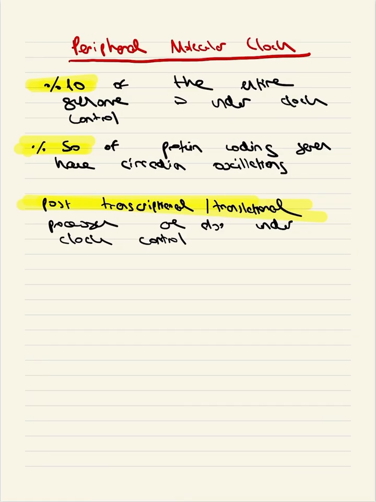You need to survive that day. That's the idea. Then you have your peripheral molecular clock, and this is very important. 10% of the entire genome is under clock control. Very, very important. Entire genome, 10%. And 50% of the protein coding genes have circadian oscillations. So 10% of the entire genome, which is made up of lots of non-coding DNA as well, but 50% of the protein coding genes have circadian control. And also the post-transcriptional and translational processes are under circadian clock control. So that is the peripheral molecular clock.